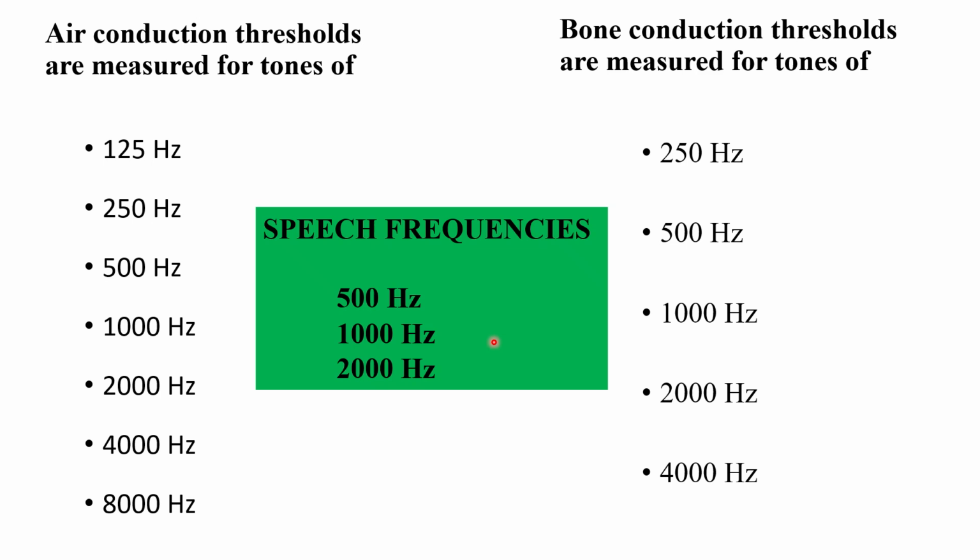Secondly, whenever we are interpreting the results, we always take the mean of these three speech frequencies, and then we can tell the type of hearing loss and degree of hearing loss on the basis of that mean.